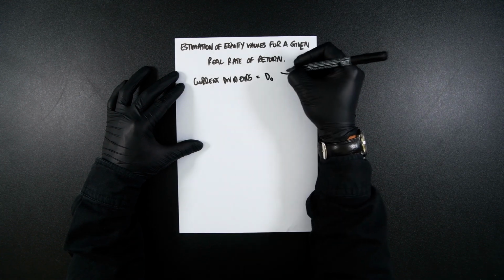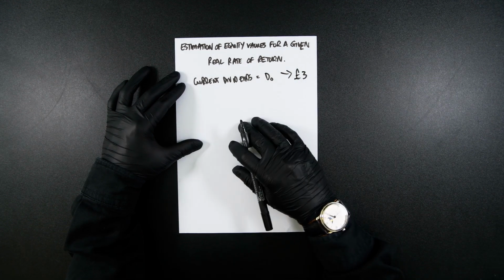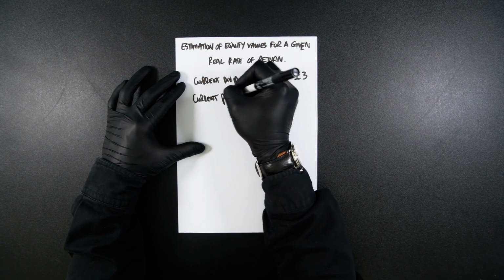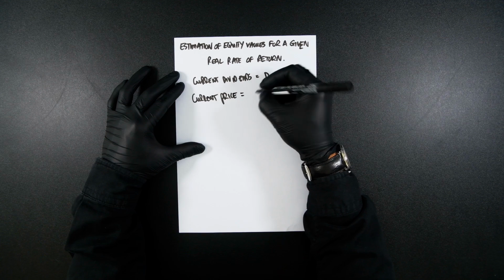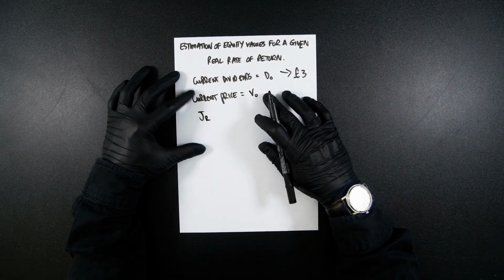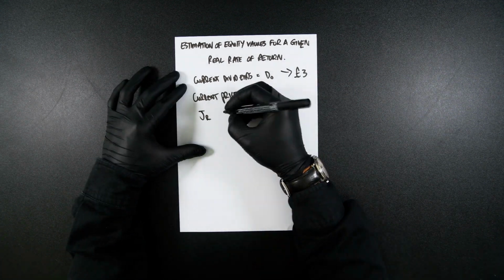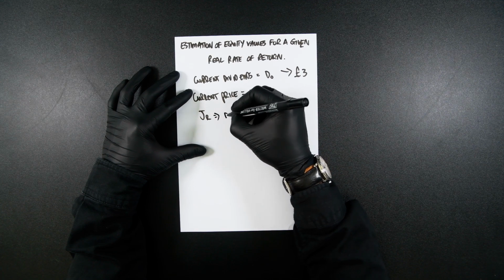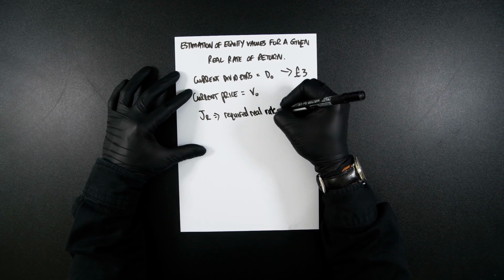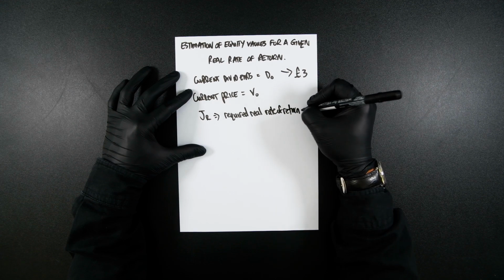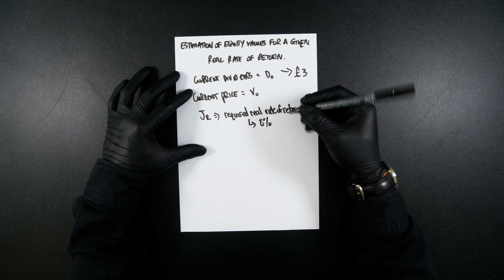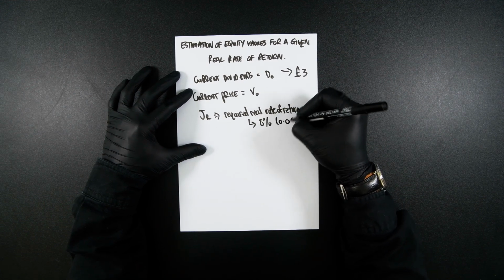is D0, and let's say that's going to be £3 or $3. The current price, which is V0, and then JR, well, this is obviously the thing we need to find. So JR, which is the required real rate of return. We're going to make this 8%, which is represented as a decimal, 0.08.